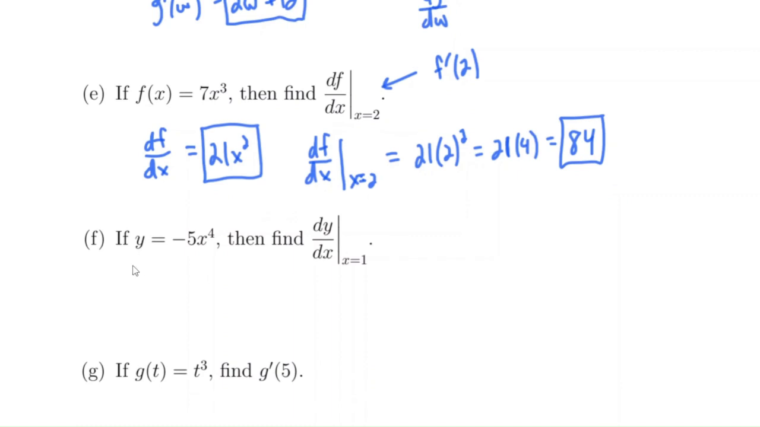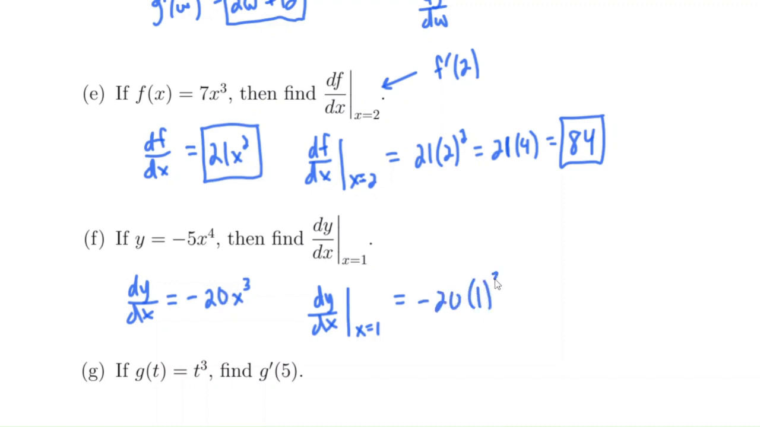Okay, what about if we're given this in terms of y? If y equals negative 5x to the 4th, what's dy dx evaluated at x equals 1? Well, without evaluating at x equals 1, dy dx would be negative 20x cubed. So what is dy dx evaluated at x equals 1? This would be like y prime of 1. Well, we need to plug in 1 for x. We get negative 20 times 1 cubed. So that's just negative 20 times 1, which would just be negative 20. So the slope of the tangent line would be negative 20 at x equals 1.